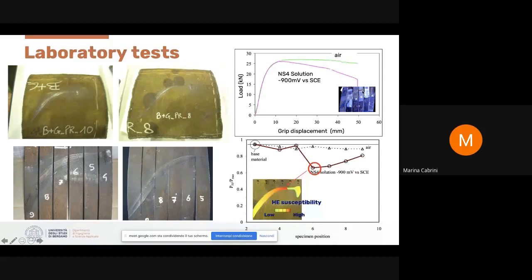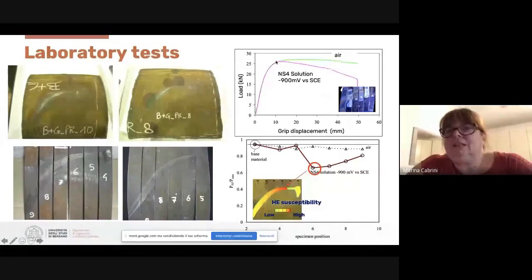In the presence of hydrogen, the situation is quite different. We can see the initiation of cracks that propagate by means of the plastic strain, assisted by plastic strain. If we stop the strain, the hydrogen cracks stop propagating.